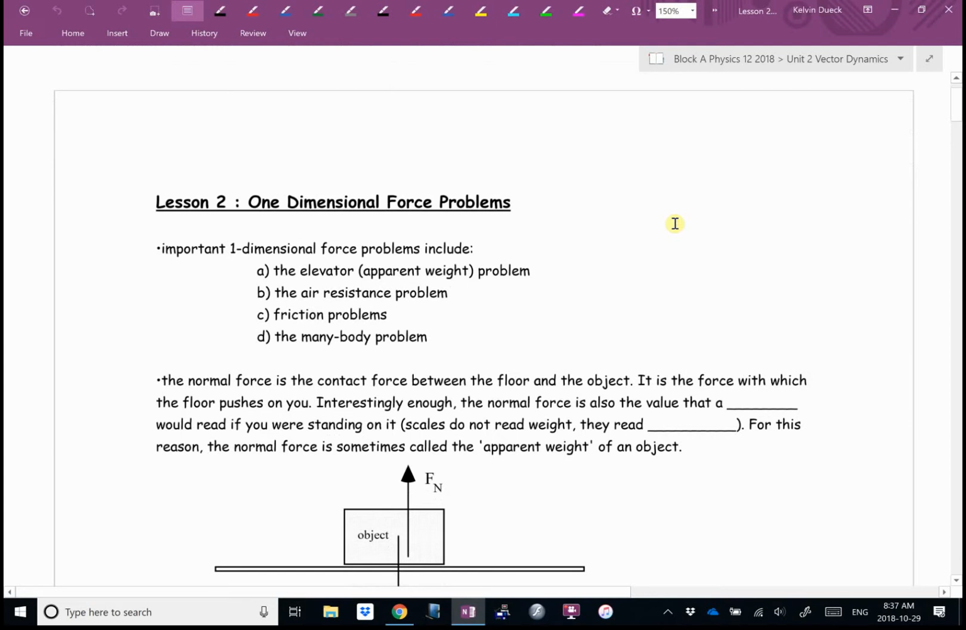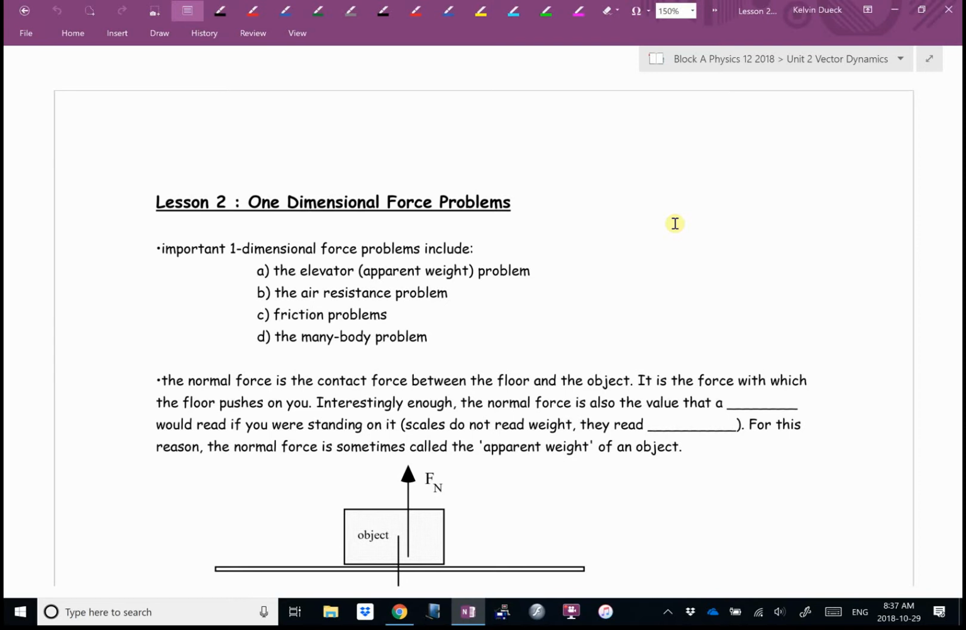Some interesting or important one-dimensional force problems include the elevator or apparent weight problem, the air resistance problem, friction, which we'll look at next lesson, and then the many body problem where you have more than one mass. That was Atwood machines and pulleys and ropes, and we'll look at that a couple lessons from now as well.